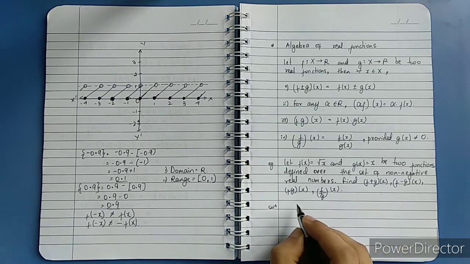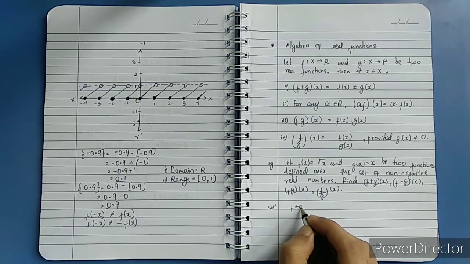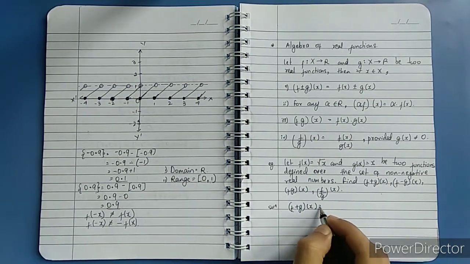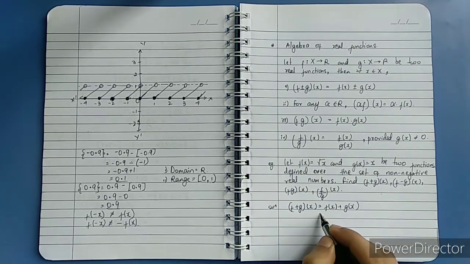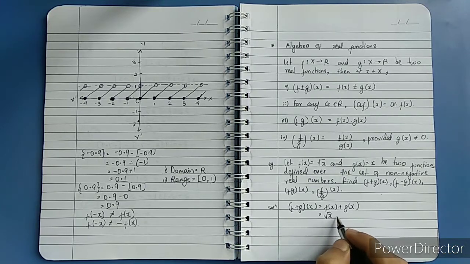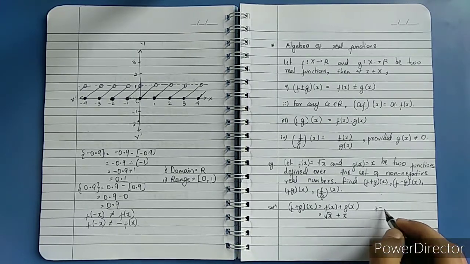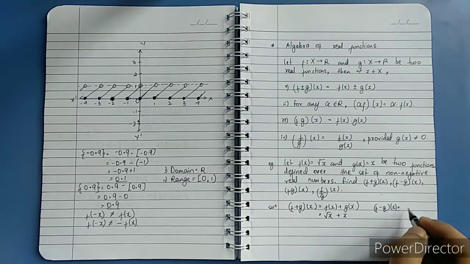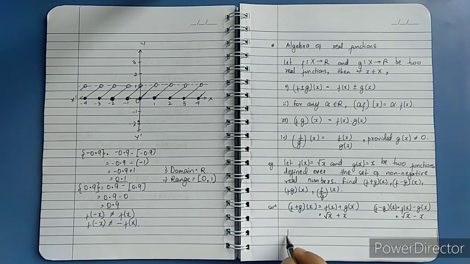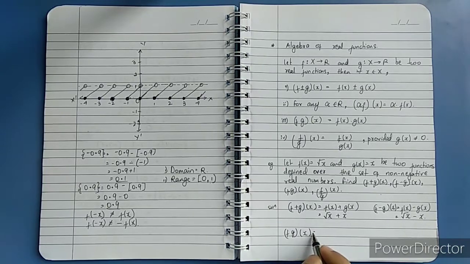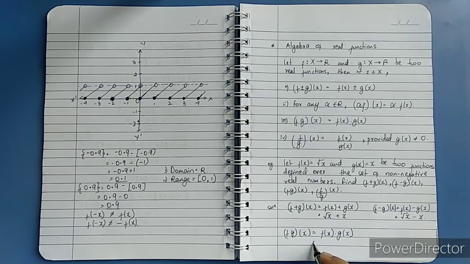Now, f plus g of x equals f of x plus g of x. That will be equal to root x plus x. F minus g of x equals f of x minus g of x, which is equal to root x minus x. F into g of x equals f of x into g of x, which is equal to root x into x.